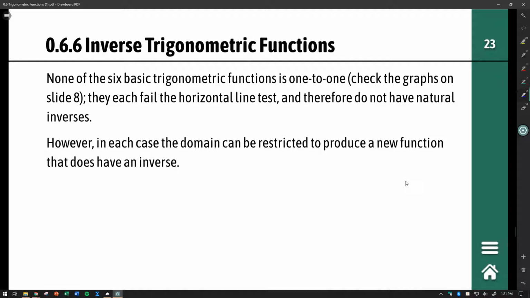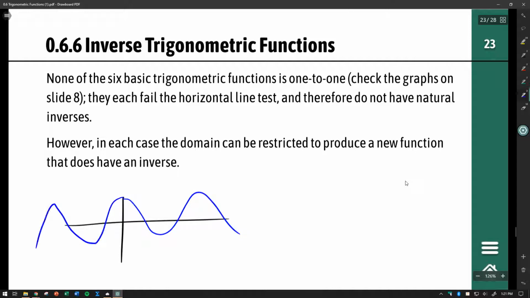None of them. We can even imagine the graphs of them or check back on slide 8. All of them fail the horizontal line test. So you might remember that the cosine function looks like this. And it's pretty clear to see that that would obviously fail the horizontal line test. And because it fails the horizontal line test, it does not have a natural inverse.